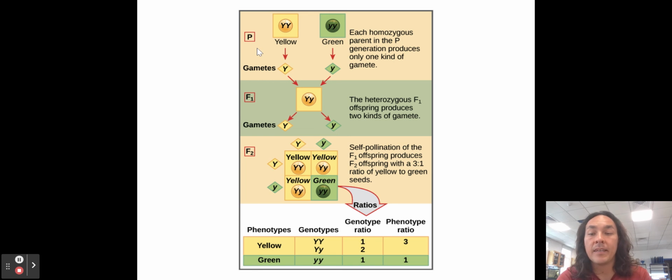So here is that P generation, yellow and green. Due to the principle of segregation, in their sex cells, they only have one allele. And because they're homozygous, it's always going to be a big Y for the yellow plant. And for the green, it's always going to be a little y, because that's all it can give. It is homozygous. Now the F1 generation comes out yellow. And we watched a TED Ed on this, Mendel's Peas on Earth.